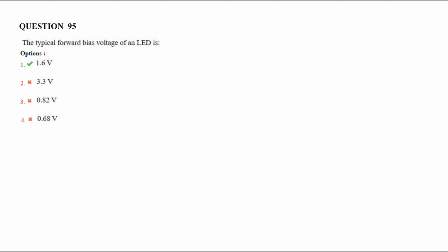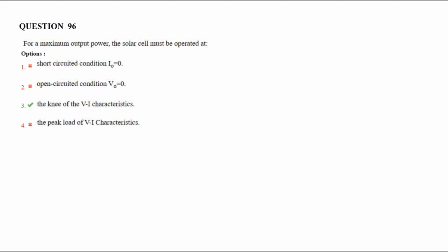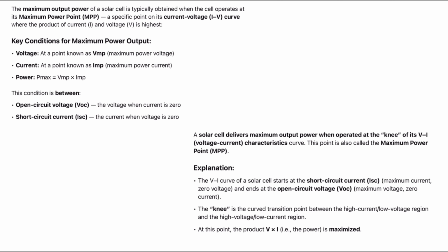Next question. Typical forward bias voltage of LED is around 1.6 or 2 volts. Question number 96. For a maximum output power, the solar cell must be operated at maximum power point.